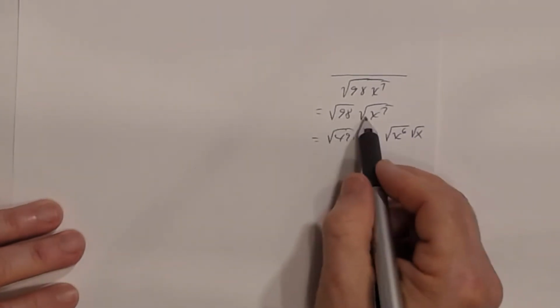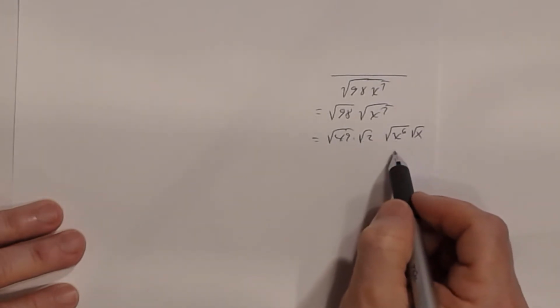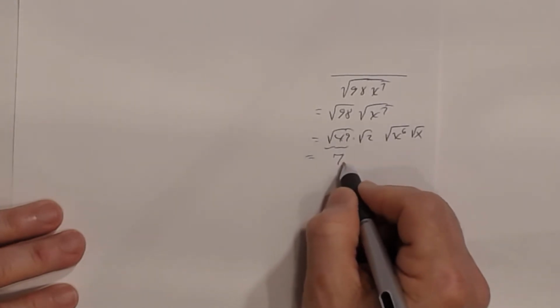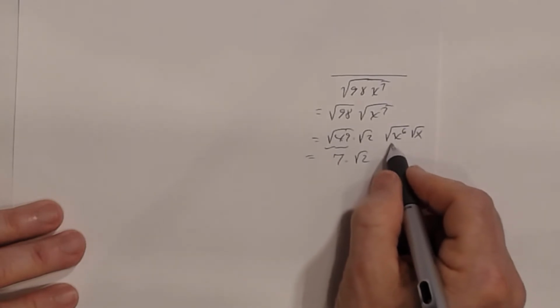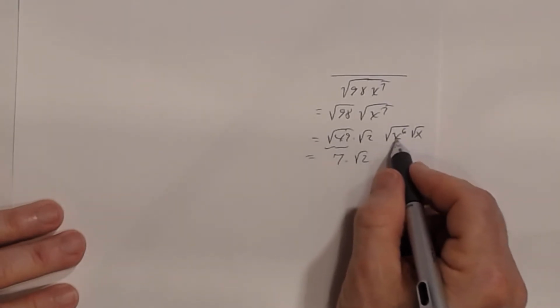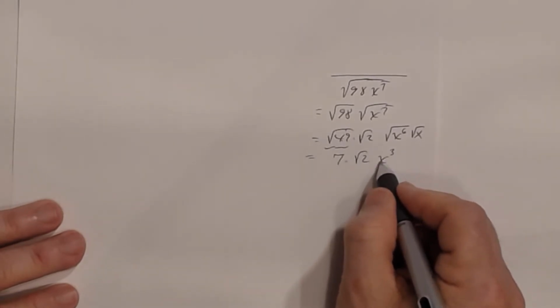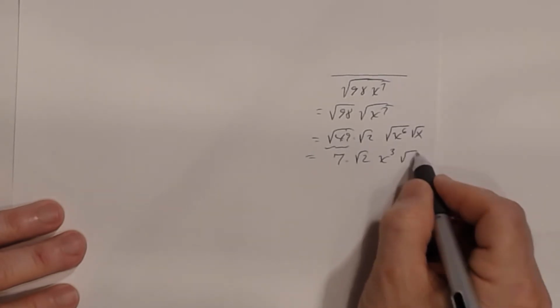Now, notice I wrote this as square root of 49, square root of 2, square root of x to the 6, square root of x. So I can simplify the square root of 49. 7 times 7 is 49. Times the square root of 2. I cannot simplify the square root of 2. I know that the square root of x to the 6, 6 divided by 2 is 3, so that's x cubed, right? X cubed times itself is x to the 6. And then square root of x.